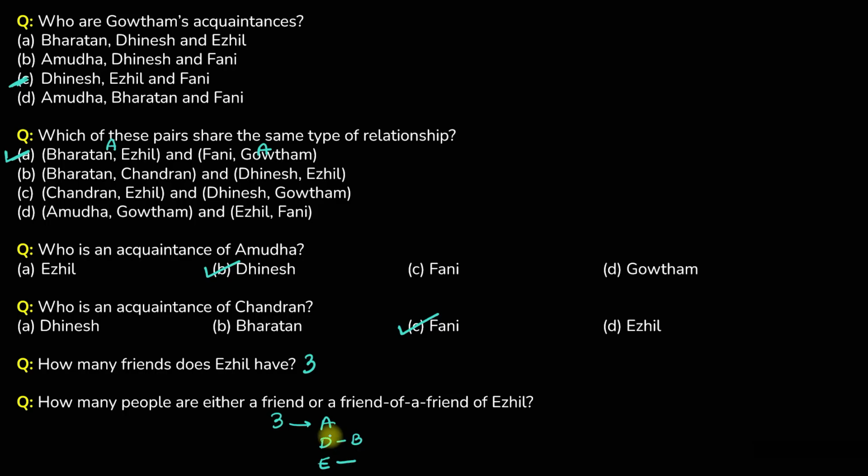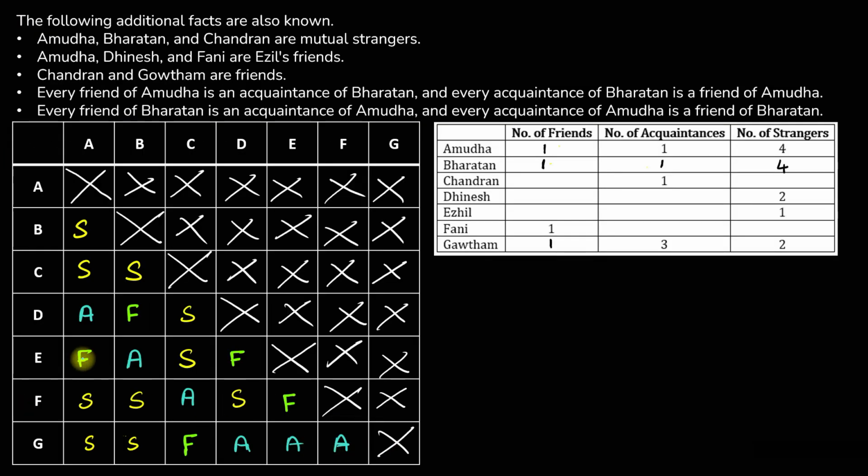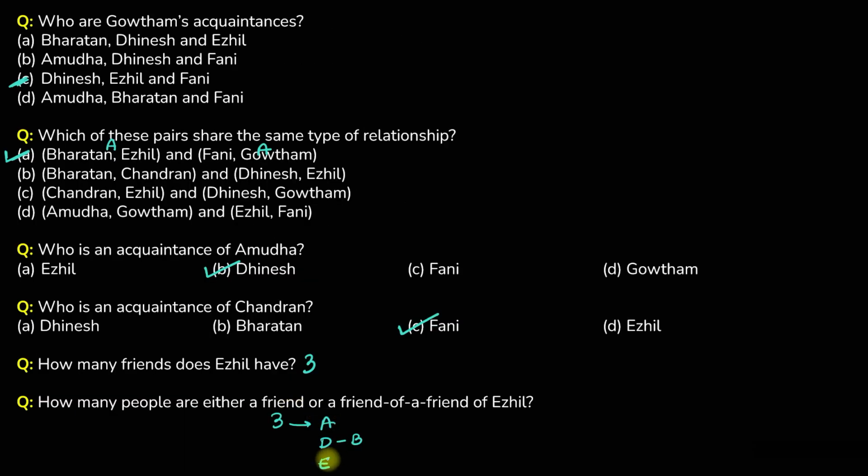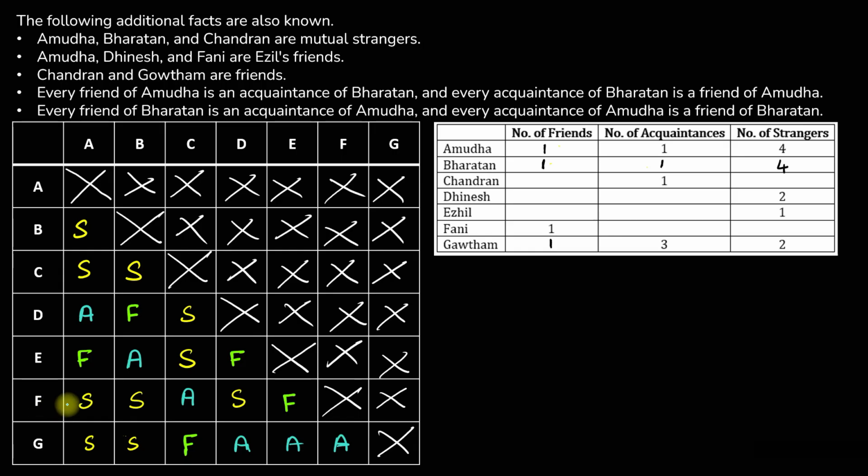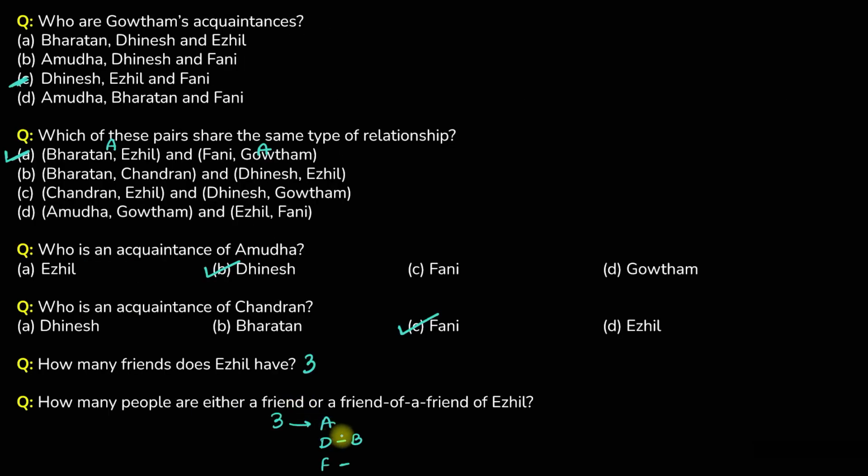For E, so not for E. Azil has 3 friends, right? 3 friends are A, D and F. Sorry, this was F. So who are F's friends? So F's friend is only E. No one else is F's friend. So the only additional friend for Azil will be B. So there are 3 direct friends and 1 friend of friend. So the answer here is 4. So that's it for this set.